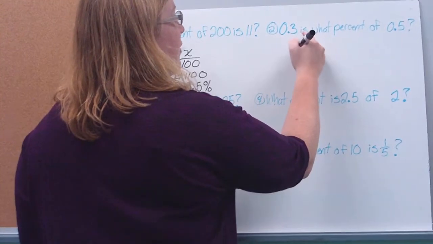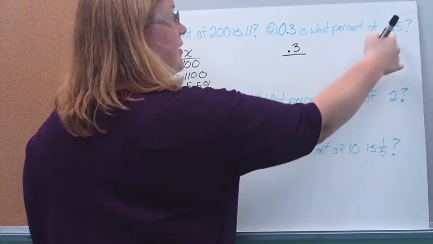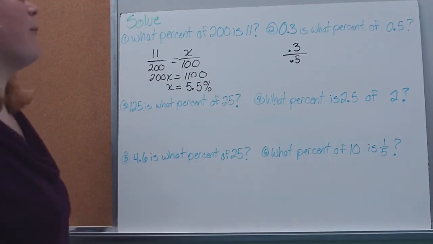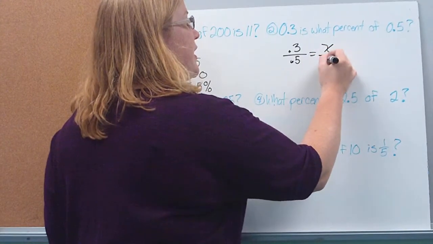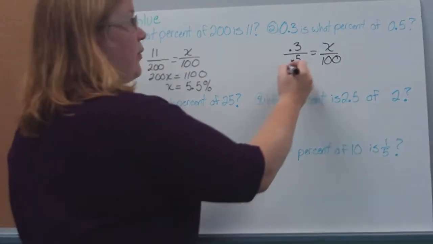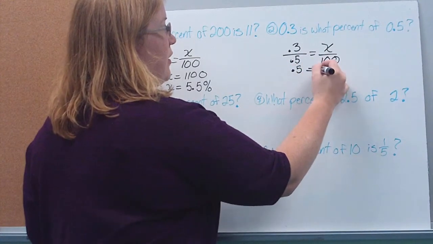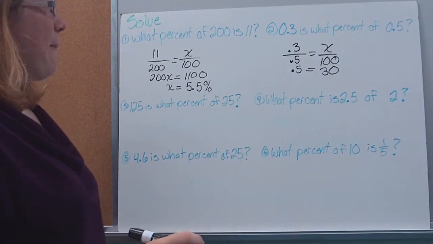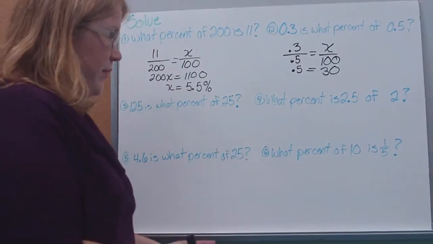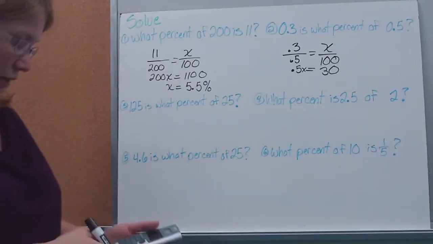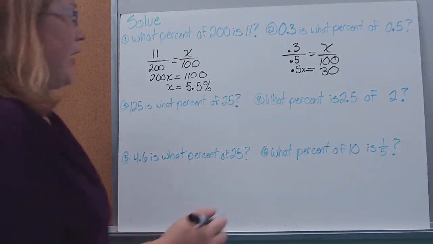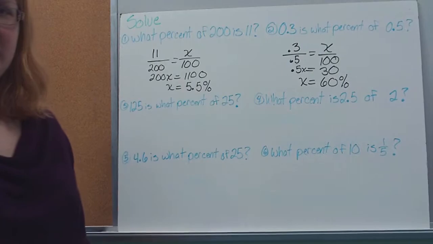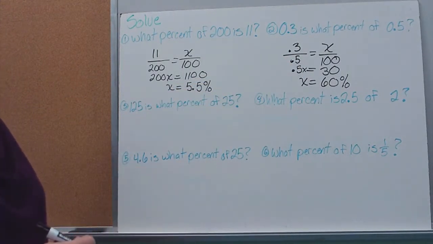So here, you'll notice I have a number next to "is." 0.3 is the number next to "is." "Of" is 0.5. That's why I showed you the little trick with is and of: which number goes where? What percent? I don't know the percent, so I'm solving for that, which always goes over 100. So again, we'll do our cross multiplication. Told you my brain's a little sluggish right now. I forgot my x. 0.5x. Then if I divide, I find out that my percent is 60%. So my number is 60. Always remember to write my percent sign after it.